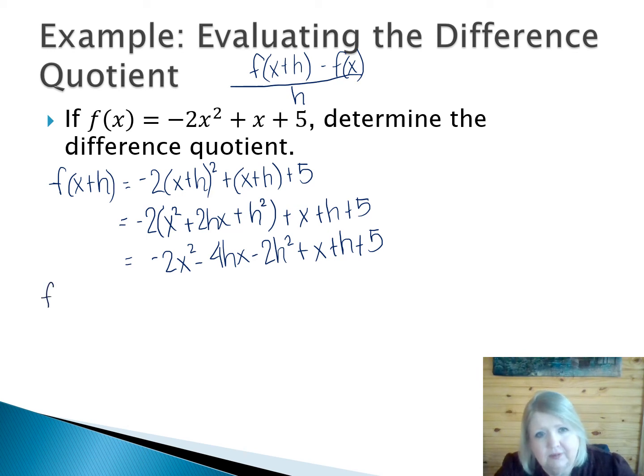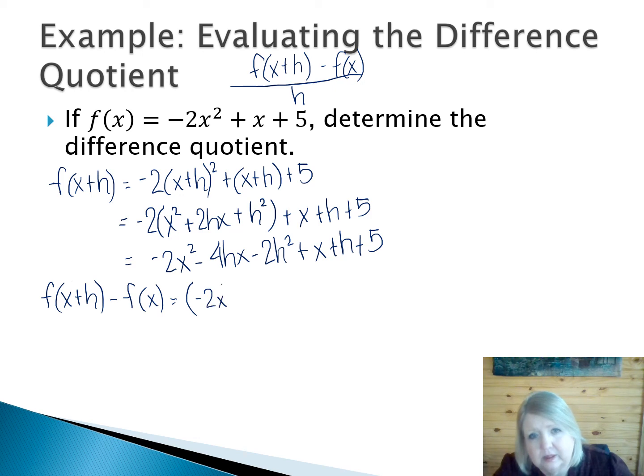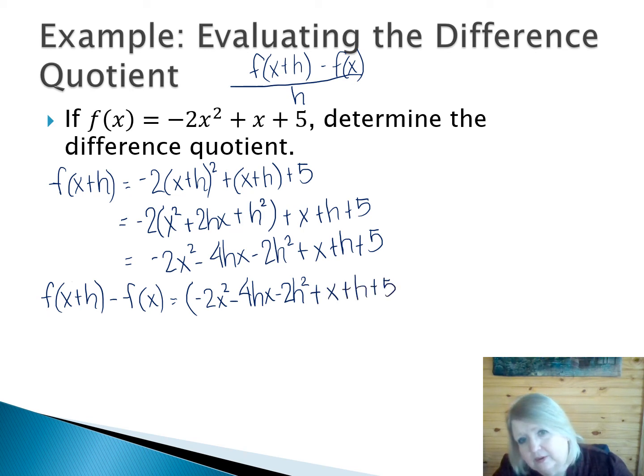Okay, so then I'm going to say f of x plus h minus f of x. Again, like I said, this is going to be lengthy because f of x plus h is negative 2x squared minus 4hx minus 2h squared plus x plus h plus 5. Minus, here comes my f of x, and please do put it in parentheses, you will miss it otherwise. Negative 2x squared plus x plus 5.